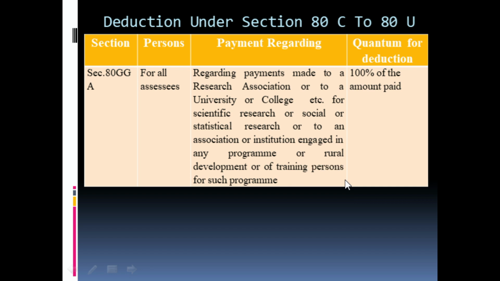Next, deduction under section 80GGA. This is applicable for all assessees regarding payments made to a research association or to a university or college, etc. for scientific research or social or statistical research, or to an association or institution engaged in any program of rural development or training persons for such a program. Here the quantum of deduction is 100% of the amount paid.